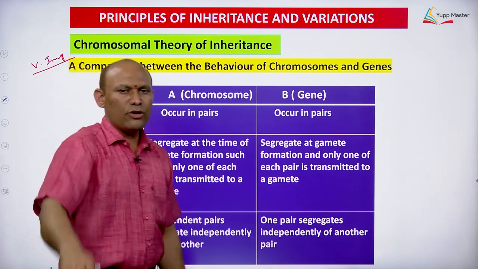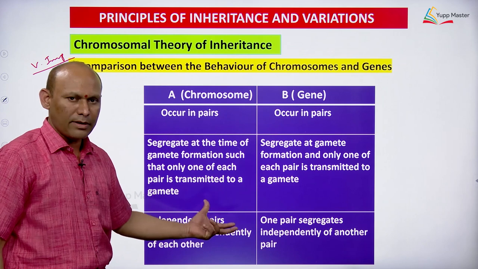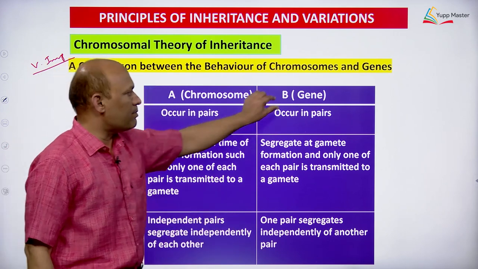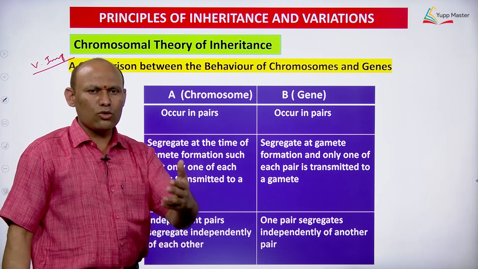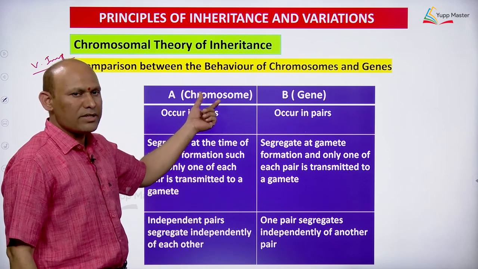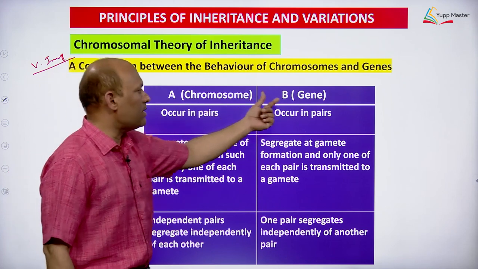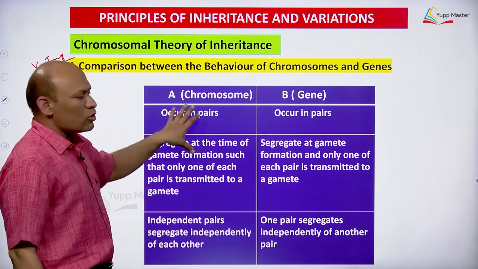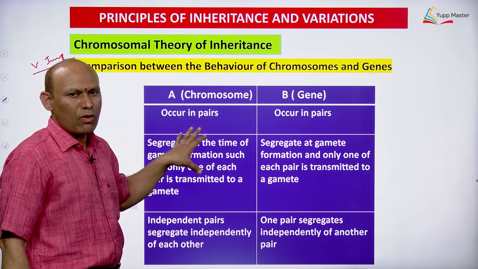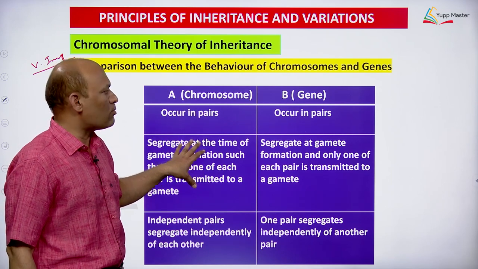Can you see this picture in your NCERT textbook? There A is mentioned and B is mentioned. In order to make you understand, I have directly mentioned here that A stands for chromosome and B stands for gene, dear students. Let us see. On this side, the chromosomal theory was proposed by whom? Walter Sutton and Theodor Boveri.